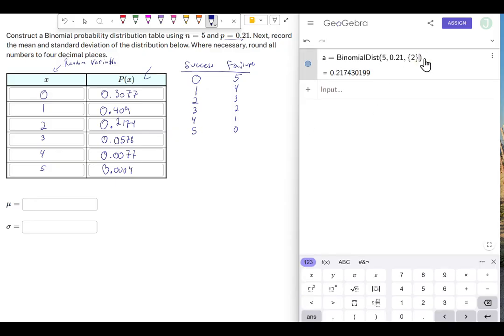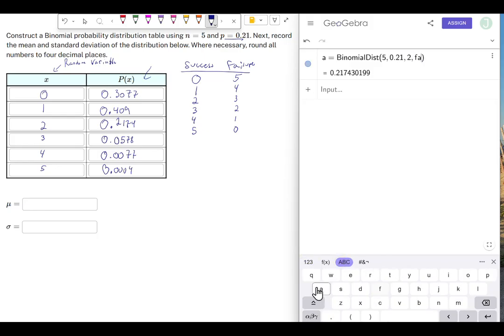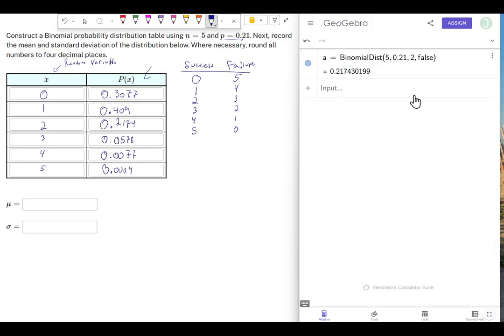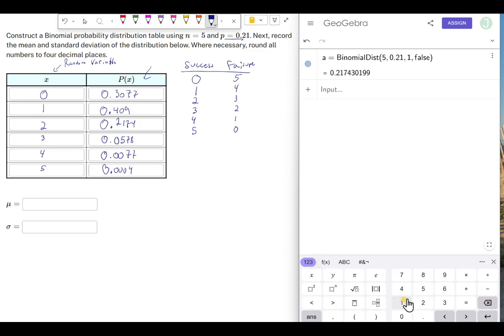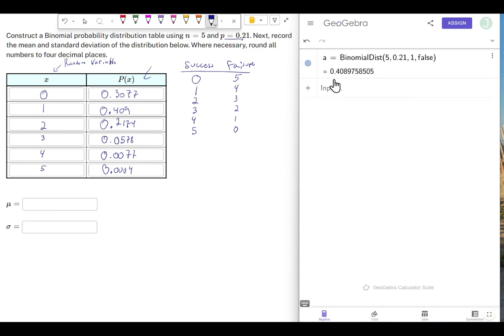Or if we don't use the curly brackets, we can just enter the value 2 and then type in the word false. The false would be whether or not it's cumulative. It's either curly brackets or false. So 0.2174, and again from here we could just change this from 2 to 1 to 0 to 3, and we get all the same values. So that's how we can calculate the values in the table based off the binomials.